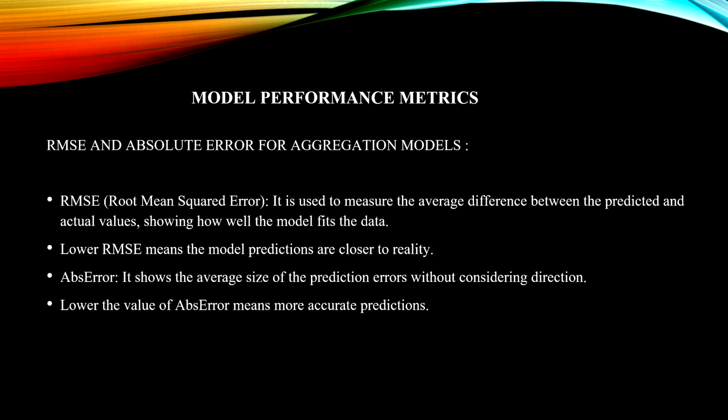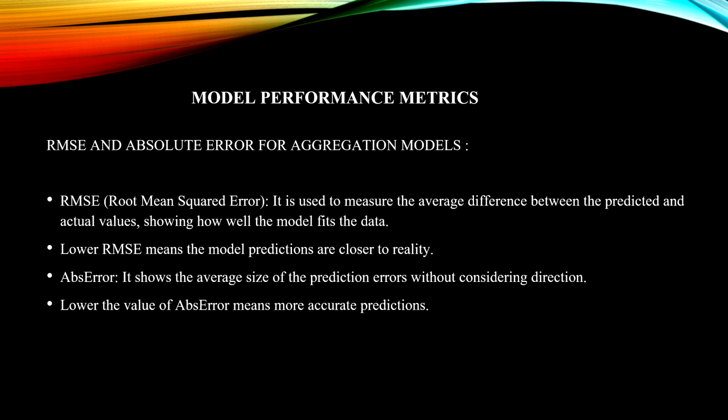The next slide is the model performance matrix. RMSE, that is the root mean square error, and absolute error for aggregation models. So the RMSE is used to measure the average difference between the predicted and the actual values, showing how well the model fits the data. Lower root mean square error means the model predictions are closer to reality.